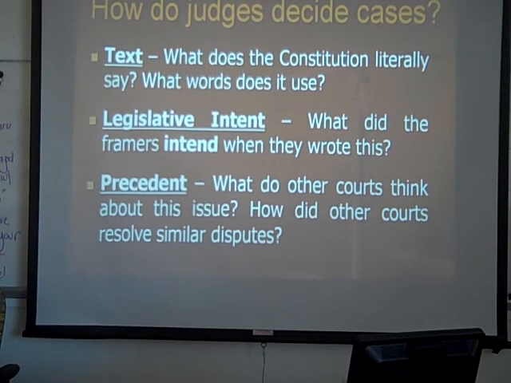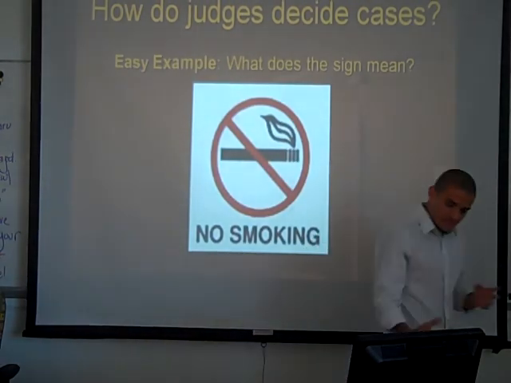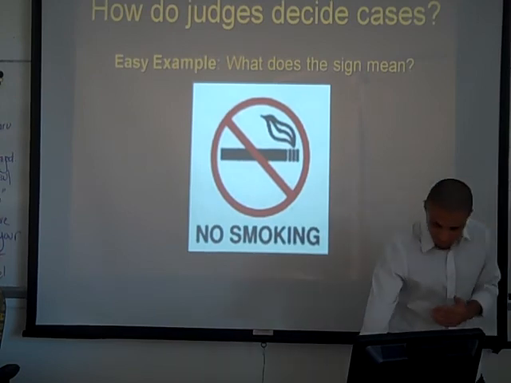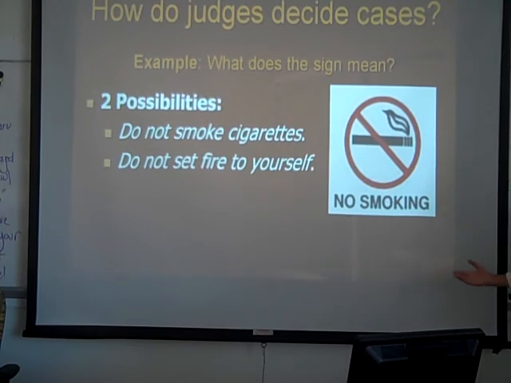So we're just going to do a quick example. We did this in class. But let's just kind of apply these three things to this easy example, right? The no smoking sign. Let's apply our three tools to figure out what it means. We know that just from the text, there are kind of two possibilities here, right? No smoking can either mean do not smoke cigarettes or do not set fire to yourself. Like, as in literally no smoking. You cannot literally smoke, emit smoke, right? So those are the two possibilities, right?